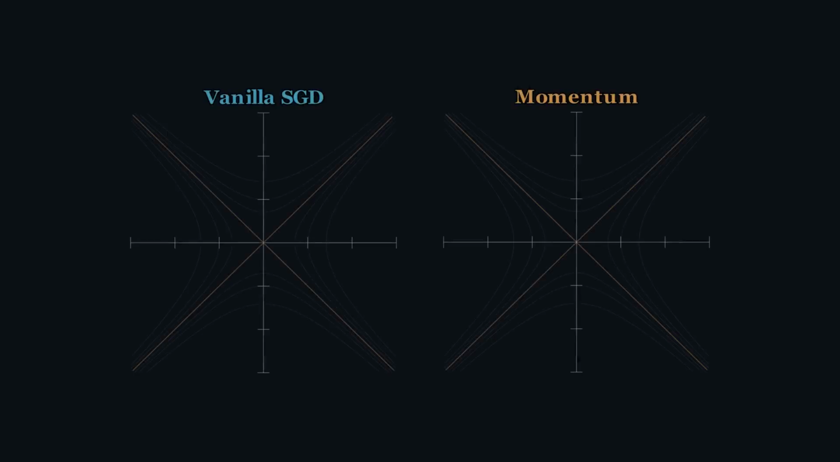Watch. Vanilla gradient descent crawls to a halt at the saddle. But with momentum, the accumulated velocity from the previous descent carries the dot straight through the flat region and down the other side. Momentum also helps in another way. It dampens oscillations in narrow valleys, smoothing the path toward the minimum.